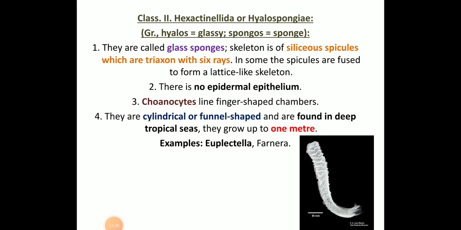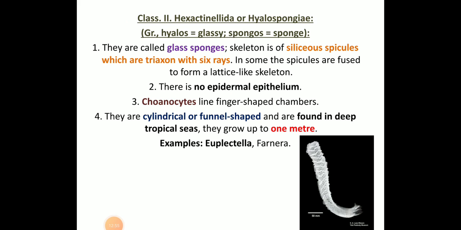So next, moving to the second class, that is Hexactinellida. Usually the other name is Hyalospongiae. Hyalose means it is glassy. You might have seen in the lab the Euplectella. So that is the example. They are glassy sponges, and the skeleton is made up of siliceous material.